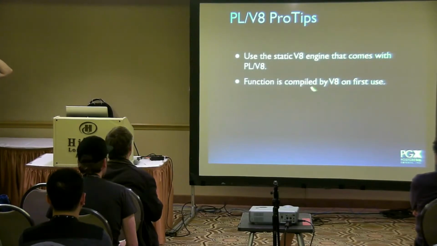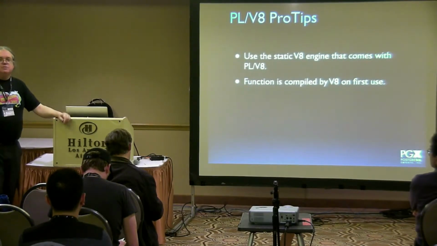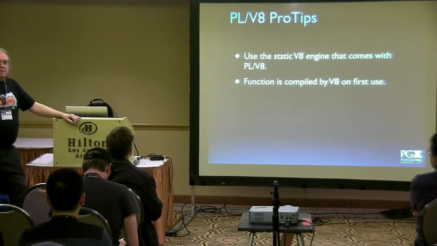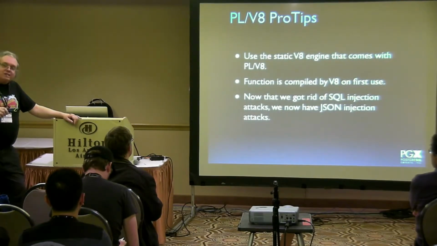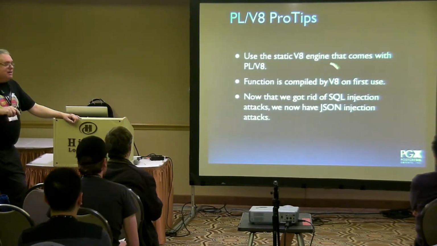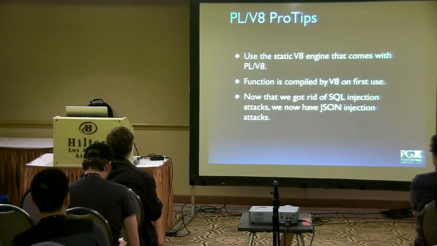A note that the first time you use a V8 function, it's compiled by the just-in-time compiler, which is cool. So it's not compiled over and over again, but it does have to be compiled once. That also means the first use is the first time it really checks the syntax, not when the function's created. And about that eval: now that we got rid of all these SQL injection attacks, now we have to worry about JSON injection attacks. So use the safe parsing methods for JSON. Don't use eval.